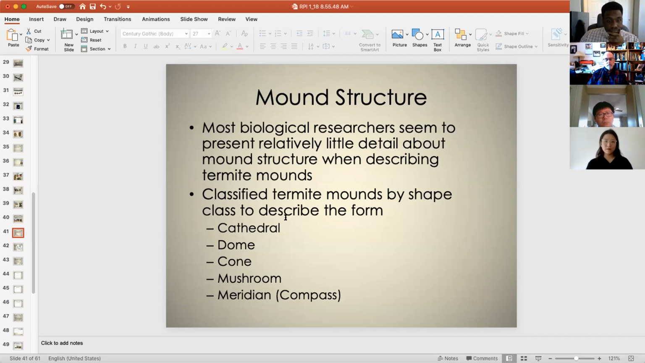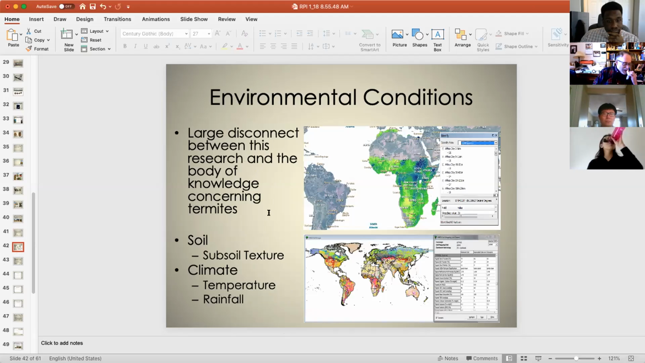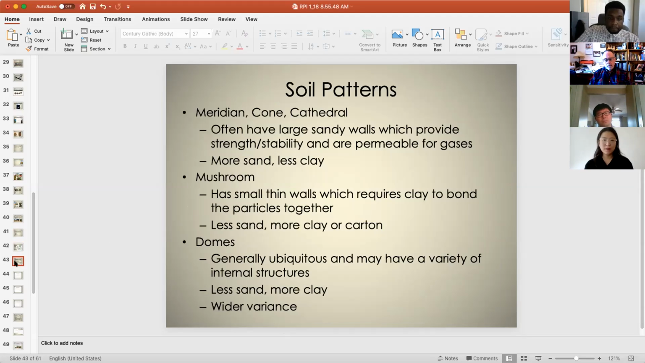termite mounds into cathedral, dome, cone, mushroom, and meridian. Meridian mounds are very specific mounds found only in Australia, and they are directional. They run north-south. He looked at environmental conditions, so he did a lot of GIS mining to find out what the standard climates were for these areas where the termite mounds were. He looked at the different soils that existed and that were listed in references on different termites.